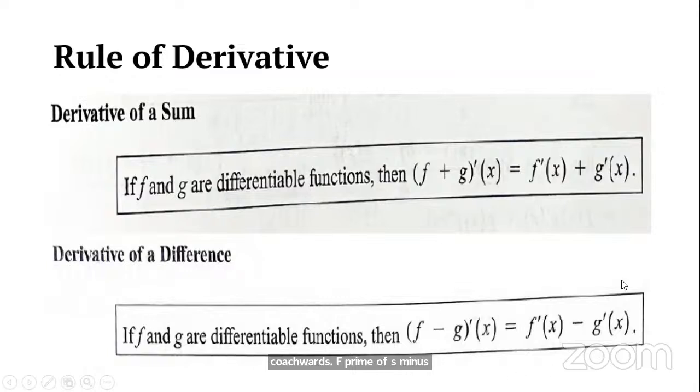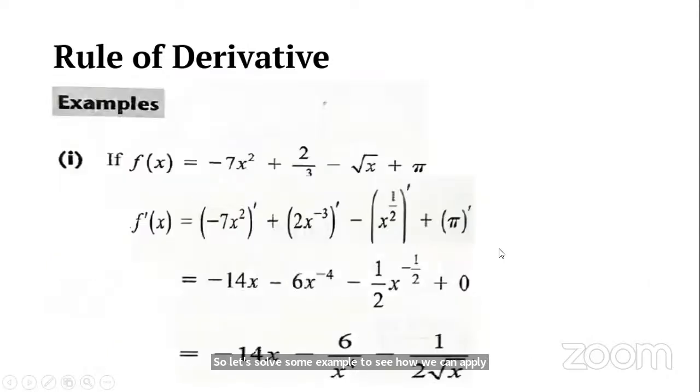So let's solve some examples to see how we can apply these equations. Here is the example. If f of s is equal to negative s squared plus 2 over 3 minus square root of s plus pi, like the previous example we saw, you can see that first, we apply power rules here all together, but here now we can still apply the sum rule, the addition rule, and the power rule as well.